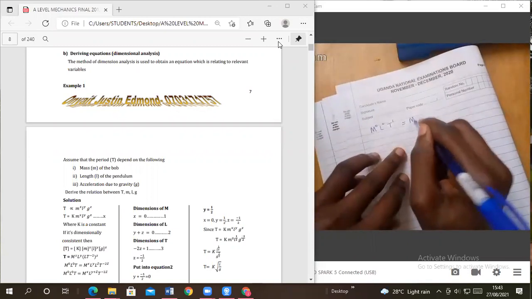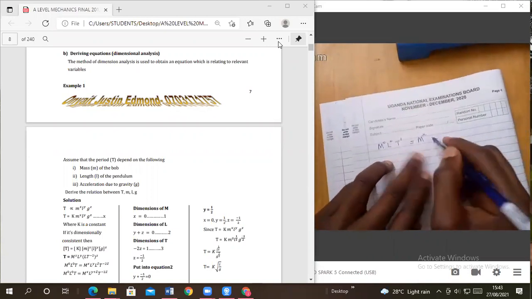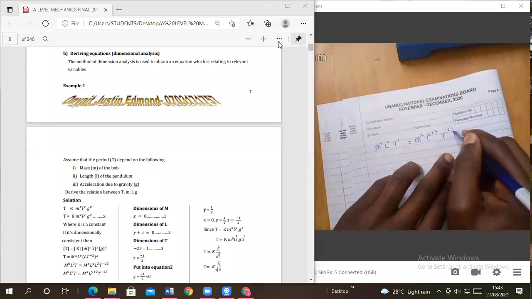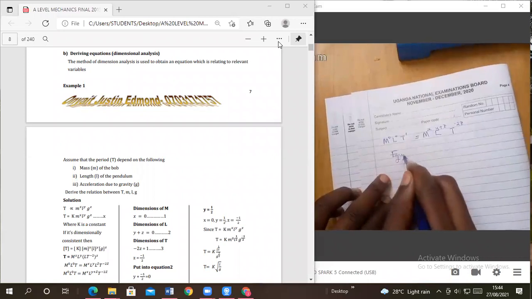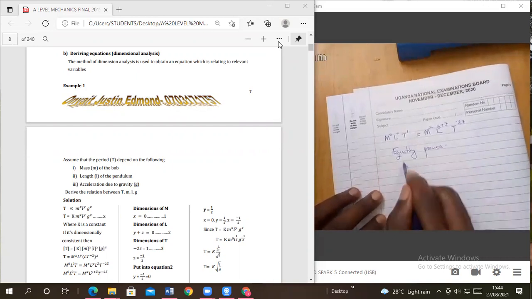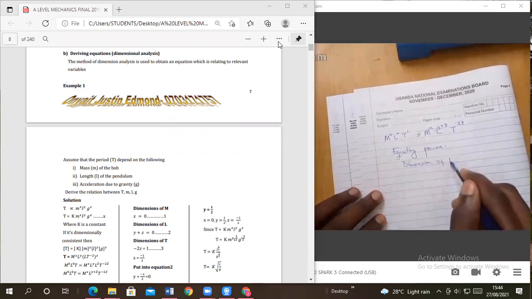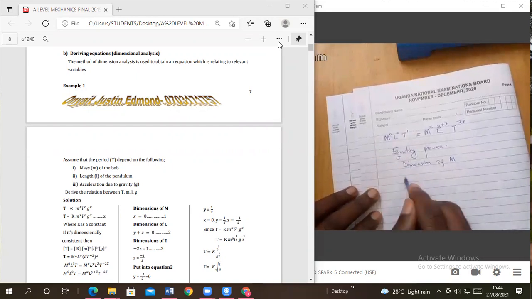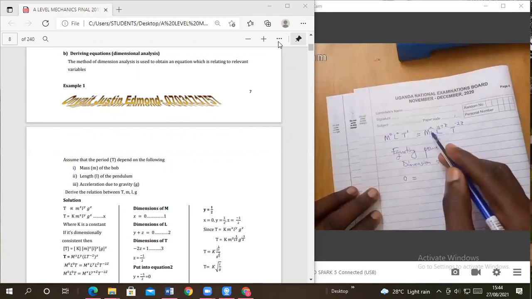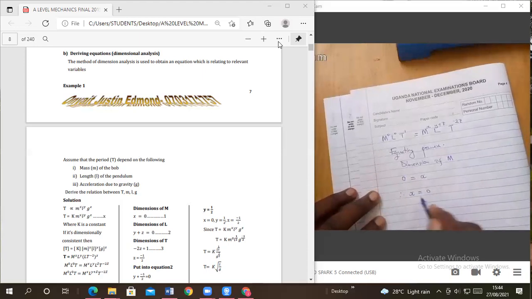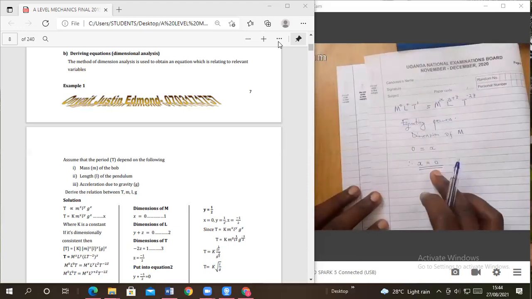It was M to the power X. Then L was Y plus Z. Then T we had negative 2Z. Now equating powers. So when you look at the dimension of M, M in the left is what? M is to the power 0, right? So that 0 is equals to what is M in the right hand side? Is X. So which means therefore X is equals to 0. That's now because we are looking for X, Y, Z. So X is already 0.